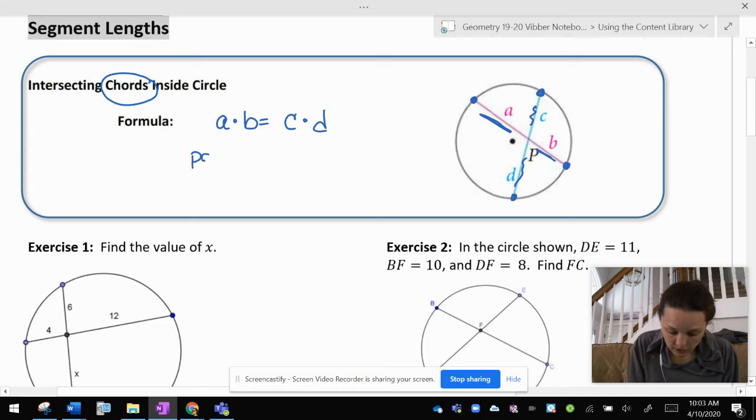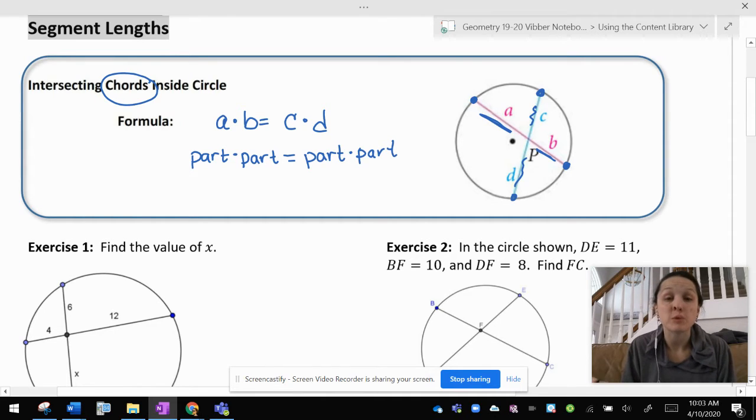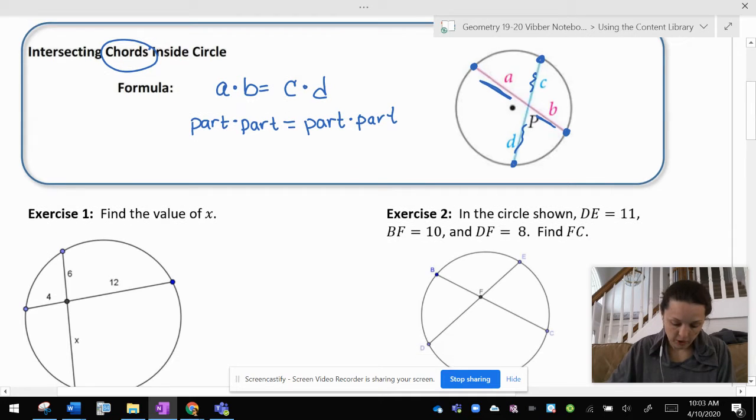And sometimes I write that as part times part equals part times part. That doesn't seem very helpful right now, but when you compare it to some other rules, it will be. All right, so part times part equals part times part.